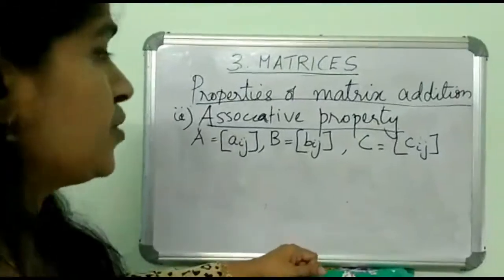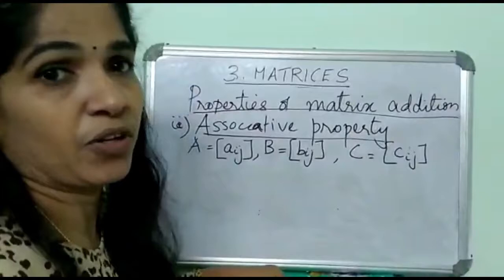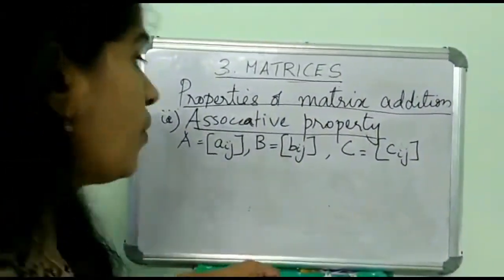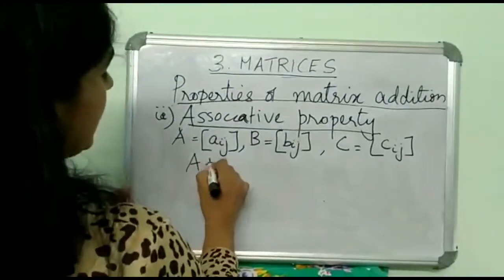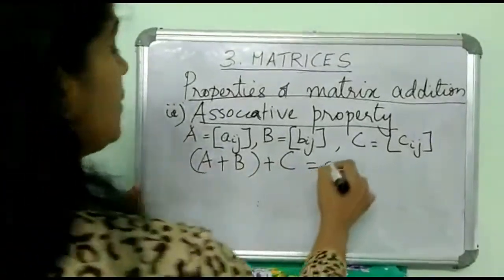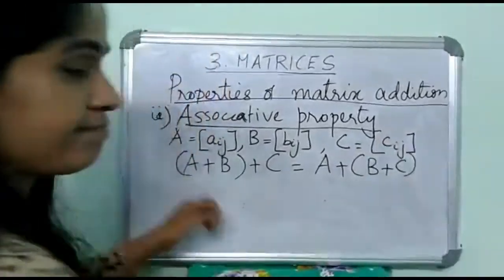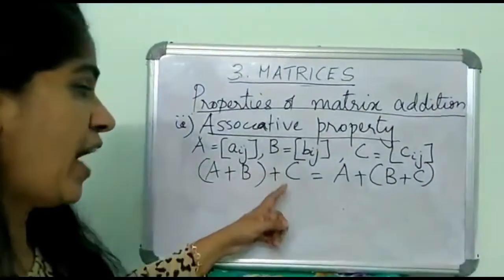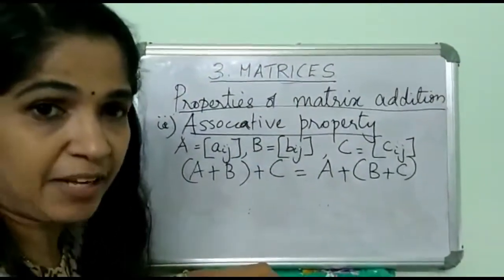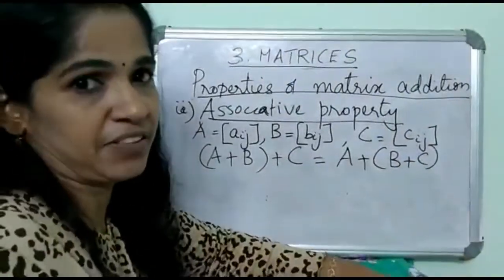Now comes the second property, which is called the associative property. For that we need three matrices of the same order. Let's take the three matrices as A, B and C. And what we have to do is prove that (A plus B) plus C is equal to A plus (B plus C). What does this mean? When you add a third matrix to the sum of the first two matrices, you are getting the same matrix as the first matrix added to the sum of the second and third matrices.